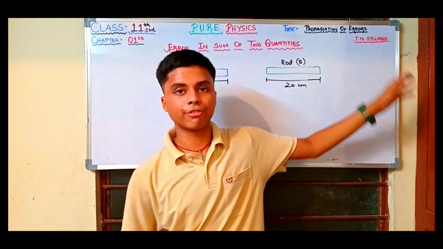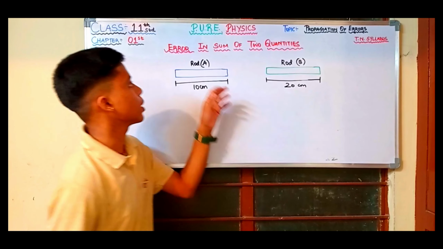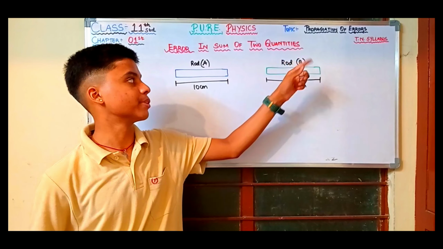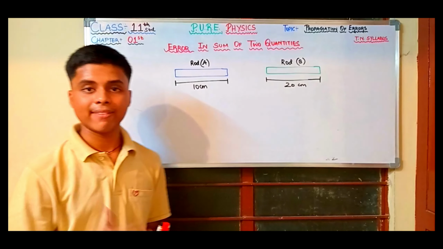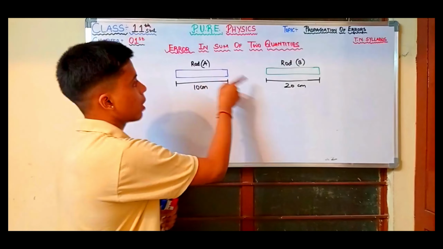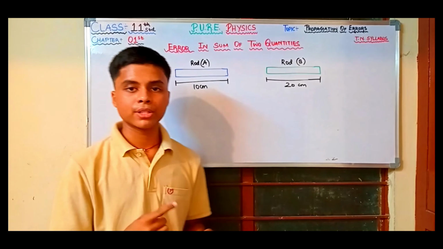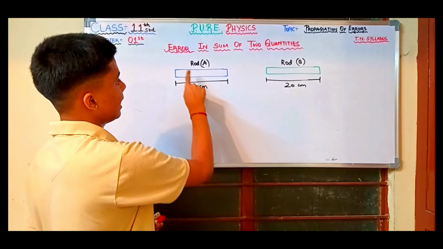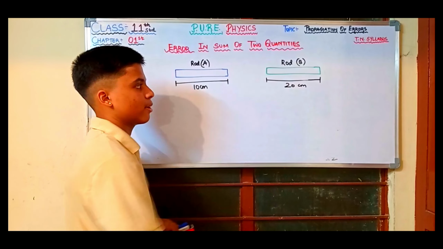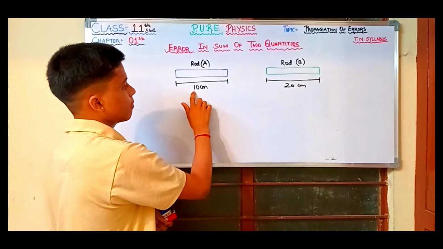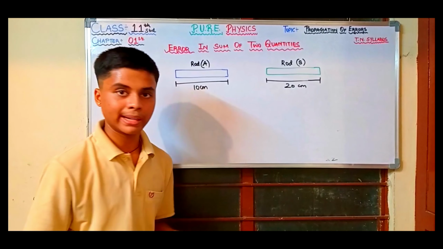The topic of today's video is propagation of error, and the subtopic is error in sum of two quantities. So let us have an example. We are going to take two rods, rod A and rod B. We are using a measuring tape or a scale to measure the length of rod A and the length of rod B. After measuring, we got 10 centimeter and 20 centimeter respectively.